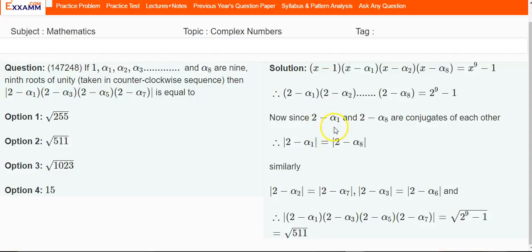Please see that we had been saying that alpha 1 and alpha 8 are conjugate to each other. If alpha 1 and alpha 8 are conjugate to each other, then 2 minus alpha 1 and 2 minus alpha 8 will also be conjugate to each other. You can try it by putting alpha 1 as a plus ib and alpha 8 as a minus ib, and you would realize that these two numbers come out to be conjugate to each other. It is obvious, you can just give it a try.